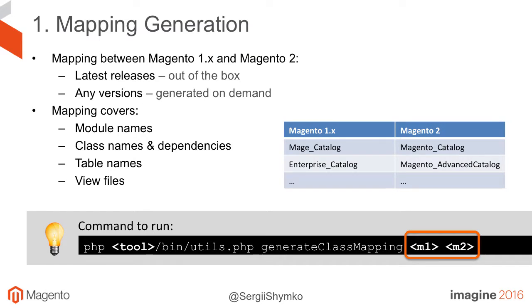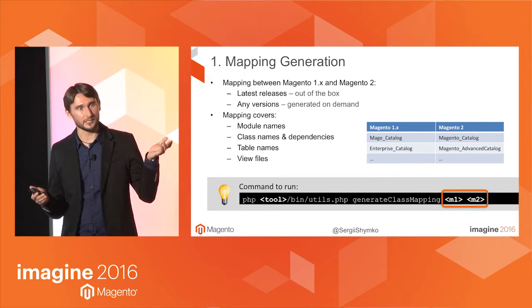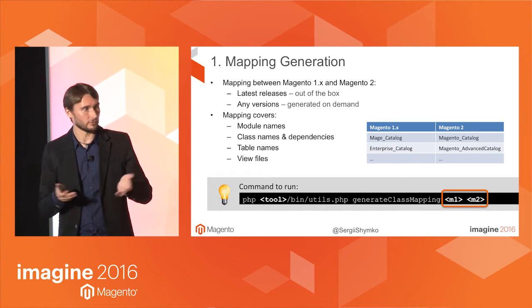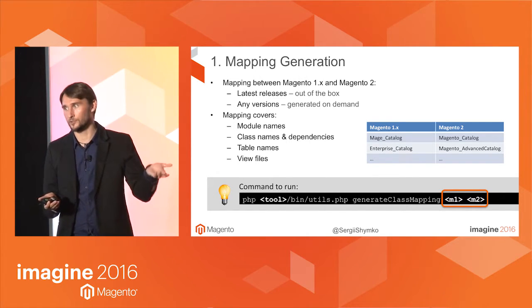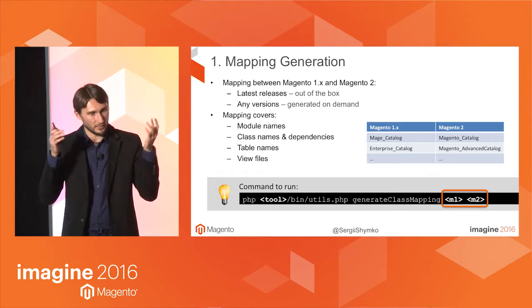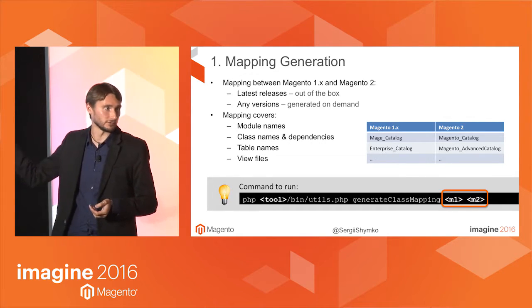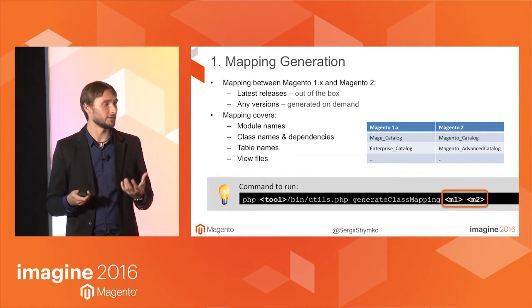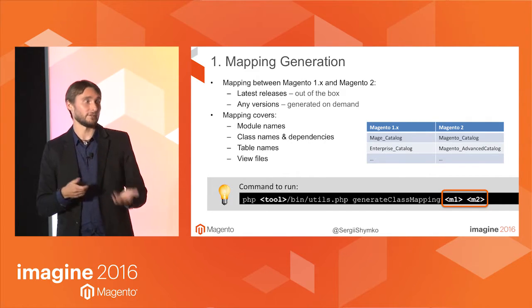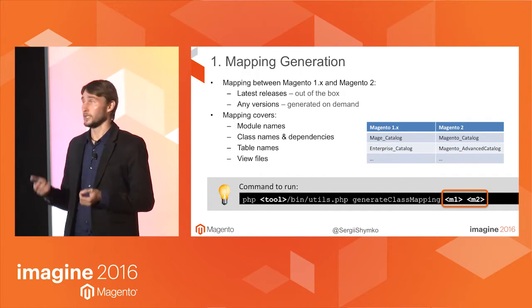All right, let's look into the first step, mapping generation. It's kind of obvious what map means. I would define it as a key-value structure that defines how things have changed, how names of things have changed from Magento 1 to Magento 2. So these are files in the file system that hold this kind of structure to help the tool know how to rename things, pretty much.